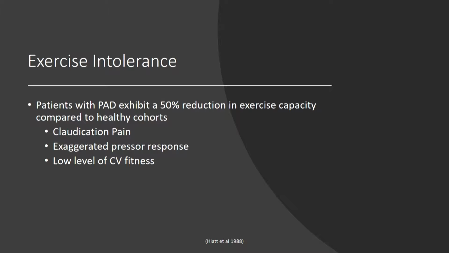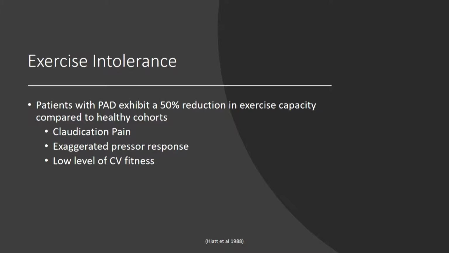So the main detrimental effect of this disorder is exercise intolerance. These patients cannot engage in heavy activity, and in fact, very light activity such as walking can become very, very unpleasant for this population. On average, they have a 50% reduction in exercise capacity compared to healthy controls. And this is for three primary reasons.